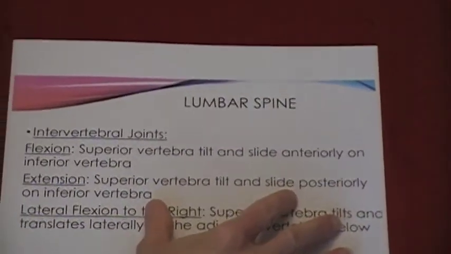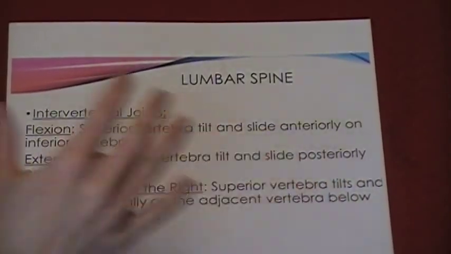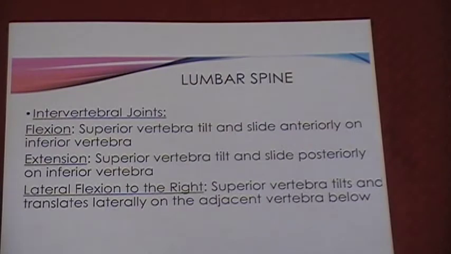So the joints in the lumbar spine, again, are the intervertebral joints, just the same as what we saw in the cervical spine and the thoracic spine. So with flexion, that superior vertebrae is going to tilt and slide anteriorly. With extension, that top vertebrae is going to tilt and slide posteriorly. And then with lateral flexion, for example, lateral flexion to the right, that top vertebrae tilts and translates laterally on the adjacent vertebrae below. So with lateral flexion to the right, that top vertebrae is going to be tilting and translating to the right on the adjacent vertebrae below.